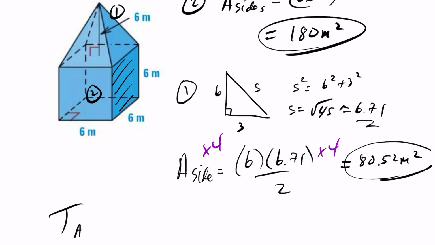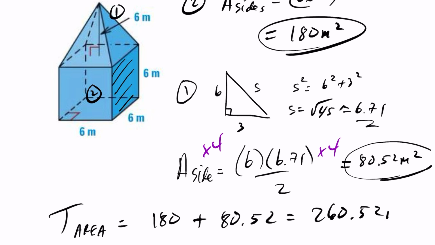So when I total this up and add up the total area, I've got the 180 square meters from the cube at the bottom plus the 80.52 meters, giving me 260.52 square meters for the surface area of this object. Let's take a look at another.